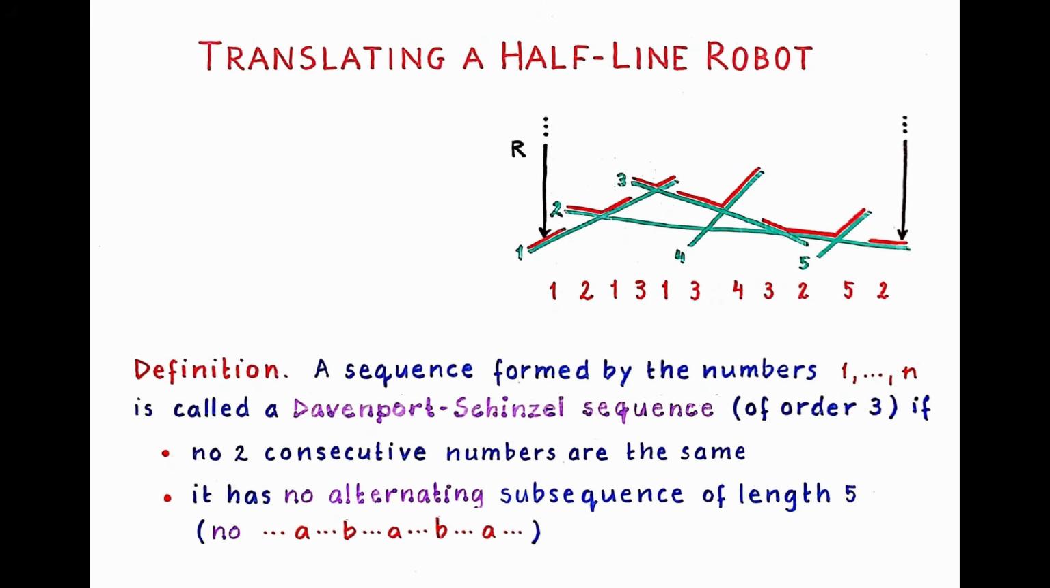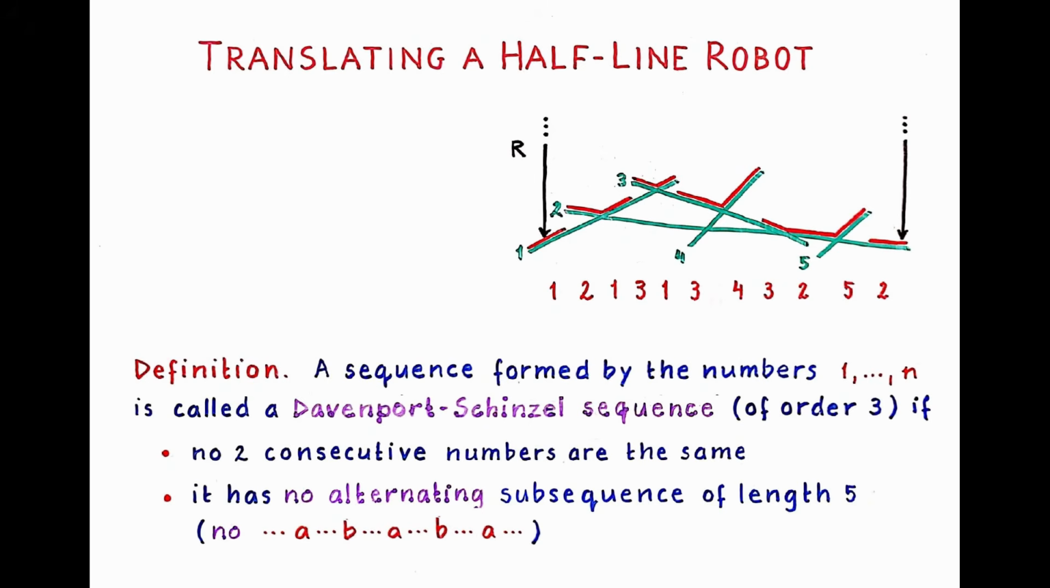So one approach to this problem is the following: we scan this picture from left to right, and we always write down the label of the segment whose subsegment is illuminated. So here it is 1, then a part of 2 is illuminated, a part of 1 is illuminated, part of 3 is illuminated, and so on. So we get a sequence formed by these numbers, and the sequence has two obvious properties.